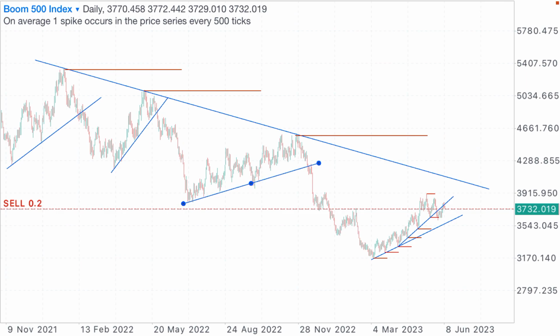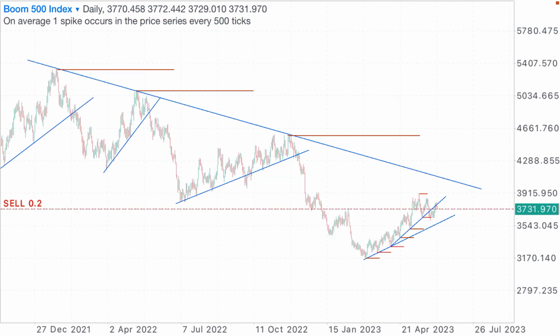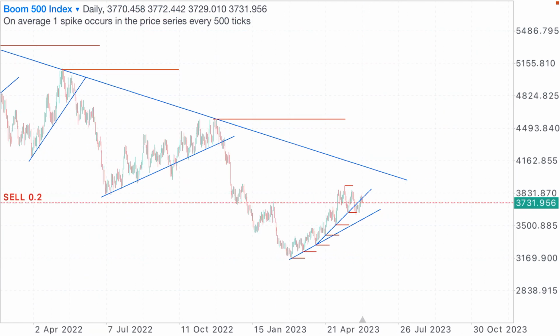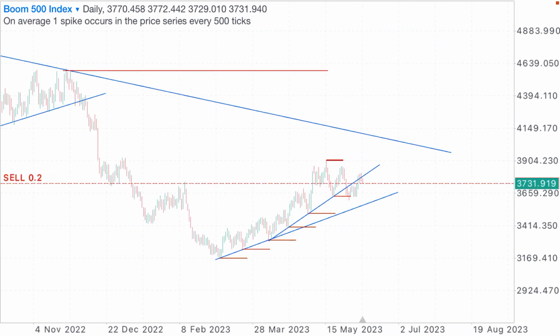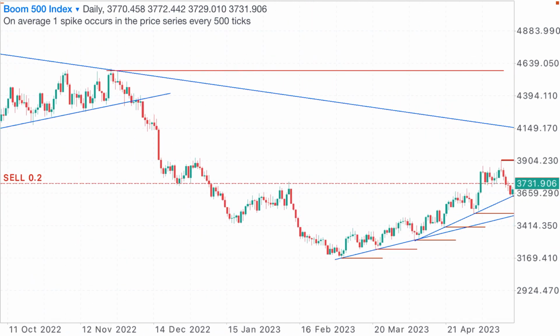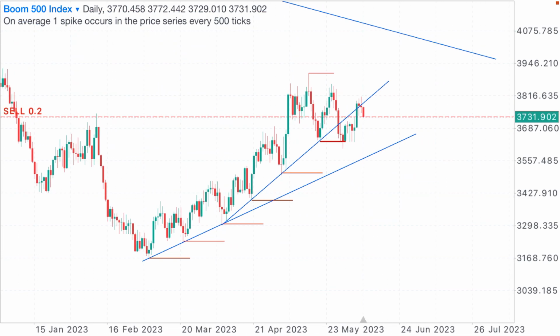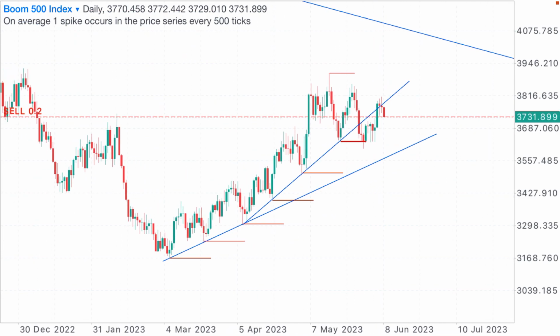Made a breakdown. This was a fake breakout. Made a breakdown. So the market is up again. So definitely the market will surely make a break. And how do we know that?